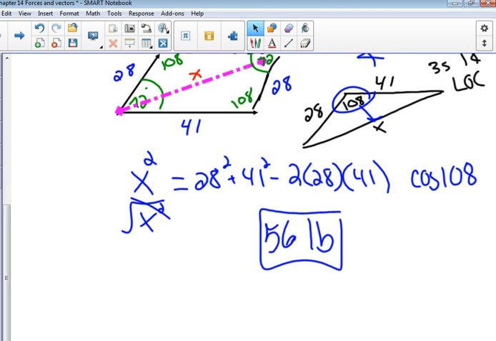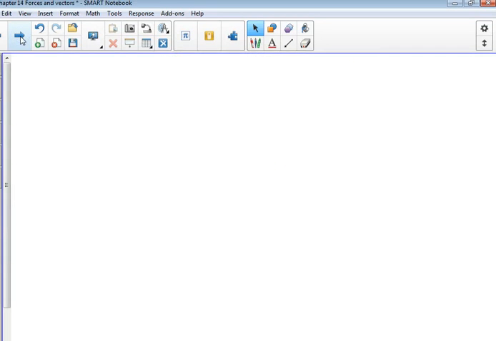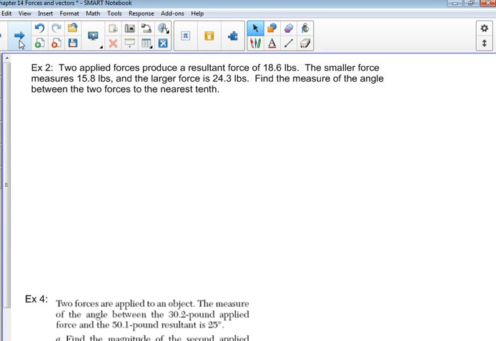The hardest part, guys, is drawing the picture and labeling things and really understanding what they ask you for. It's not the solving part of our book. Here's another one.